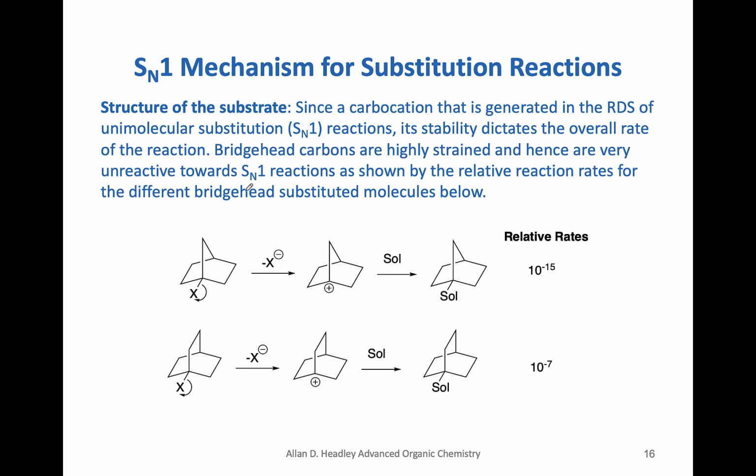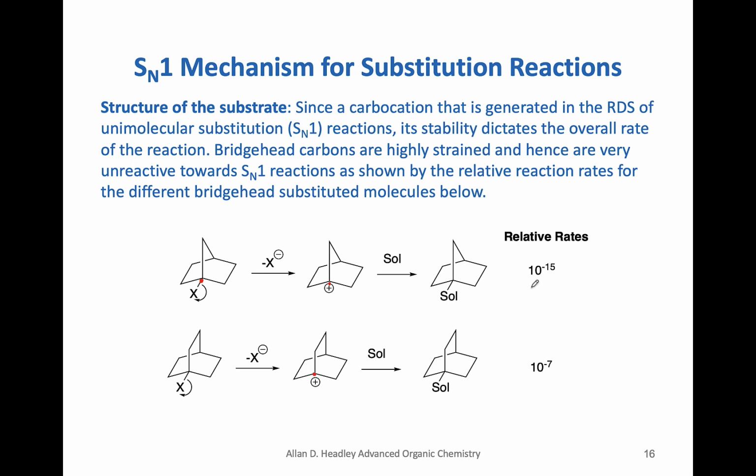Let's look at the substrate in a little more detail here. And this one is at a bridgehead carbon. So here's a bicyclic compound. Okay, so we have 2 rings, a 6-membered ring and a 5-membered ring. And here's the bridgehead carbon. So if this leaves, we have a carbocation here. If this leaves, we have a carbocation here.